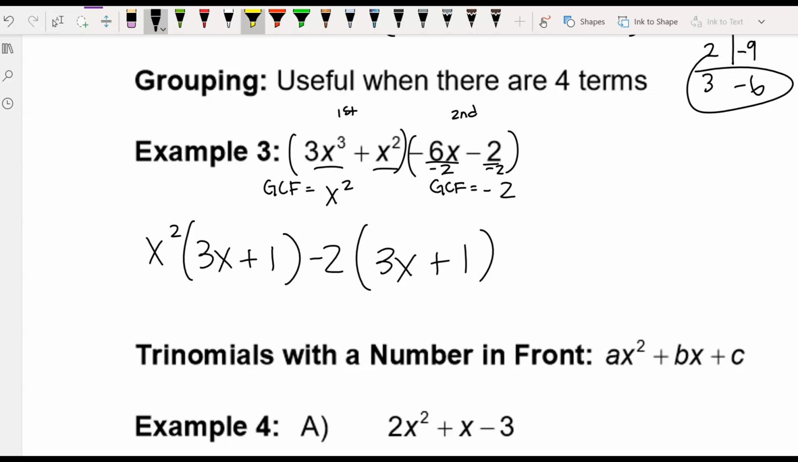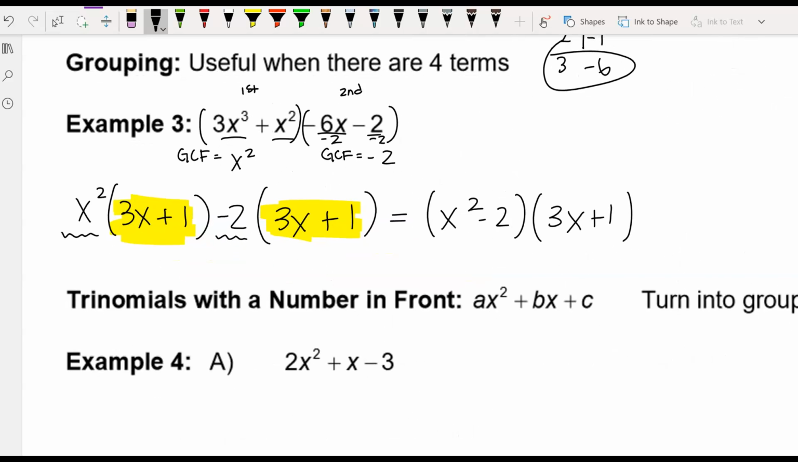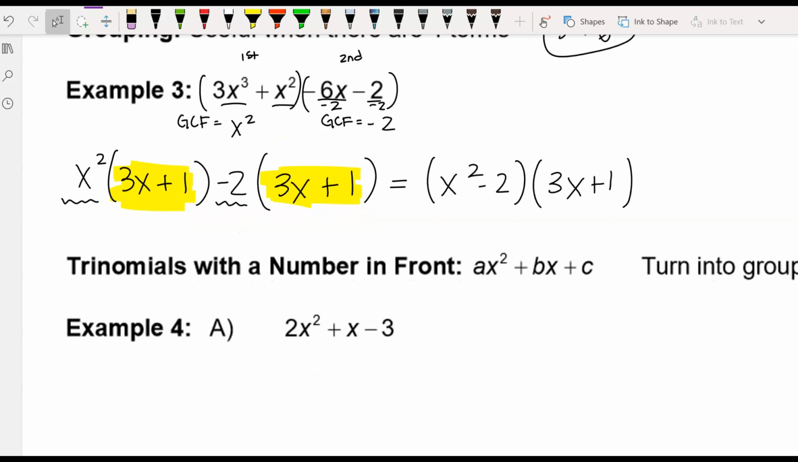So notice that now these are the same. So our first factor is our GCFs, so x squared minus 2. And then our second factor is that 3x plus 1. So when you're factoring by grouping, you want to make one of the factors the same. So notice that 3x plus 1, 3x plus 1. So you're trying to find that greatest common factor that will do that.